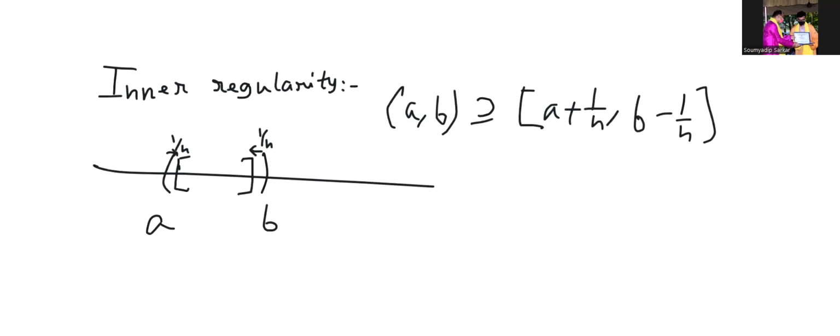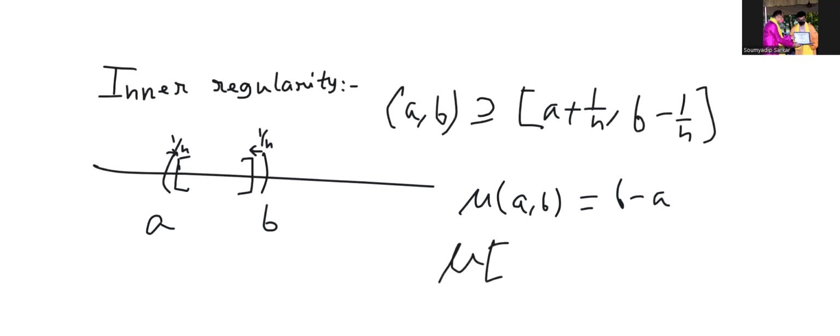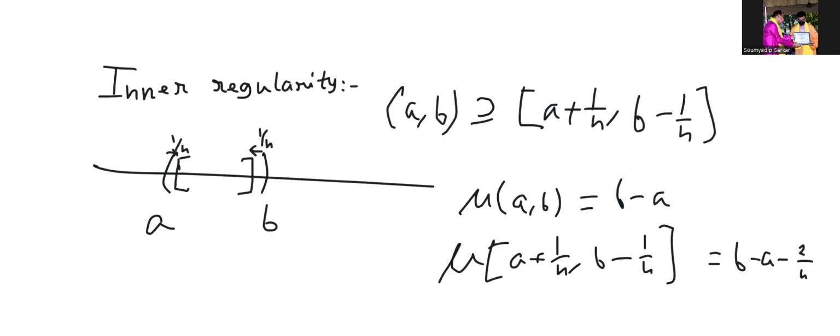So what is the measure of the open interval AB? Limit measure, which is b minus a. And what is the measure of the closed set that I am approximating with? So measure of a plus 1 by n comma b minus 1 by n is just how much? B minus a minus 2 over n. And again, you can see that as n tends to infinity, this approaches b minus a.